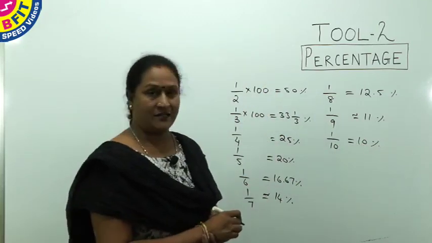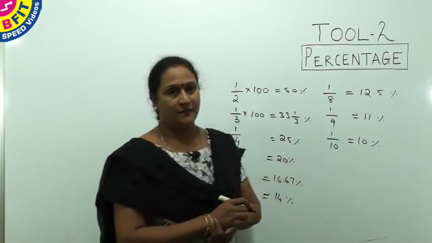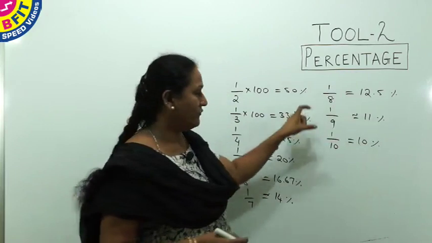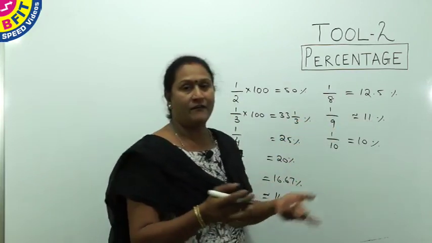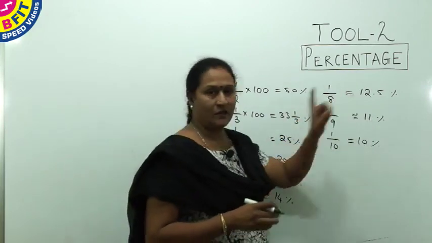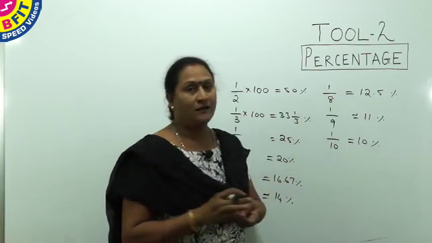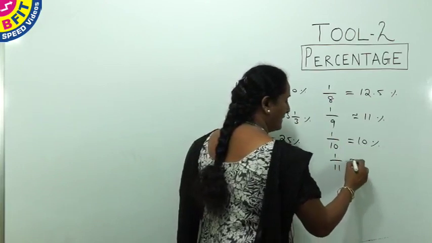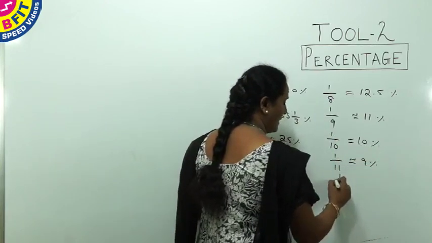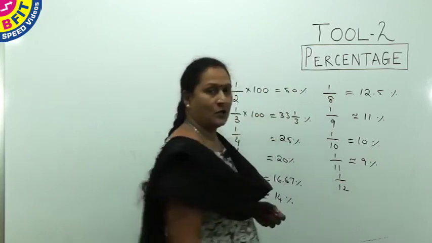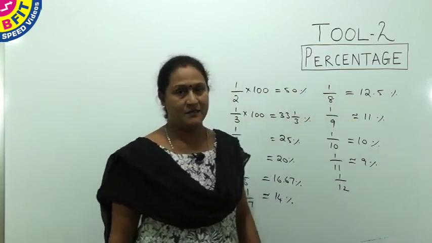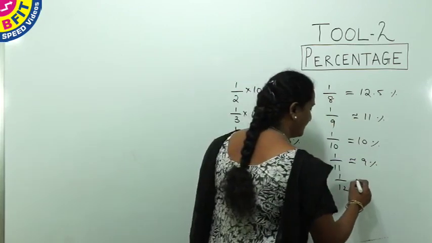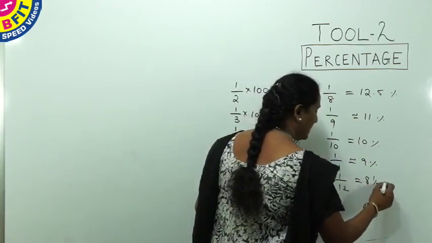So 1 by 10 is exactly 10%, as 10 into 10 is 100. So 1 by 10 is equal to 10%. Now after this 10, all the values get reversed. So if 1 by 9 is 11, 1 by 11 will be 9 because 9 into 11 is 99. 11 into 9 is also 99. So for 1 by 11, it is 9%. And if it is 1 by 12, so what will be the percent? 1 by 8 it is 12% approximately. 1 by 12 it will be 8%, or exactly 8 1 by 3%.